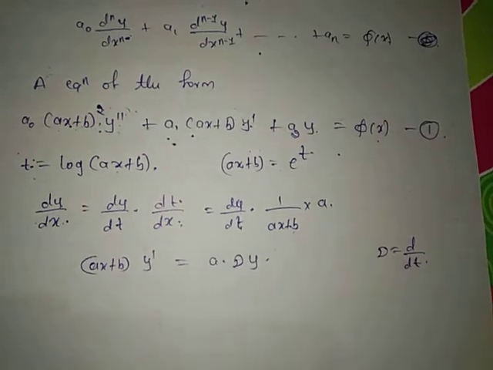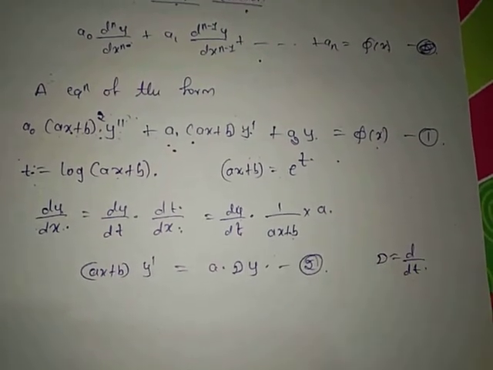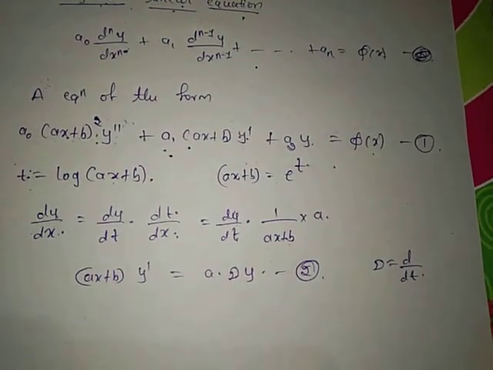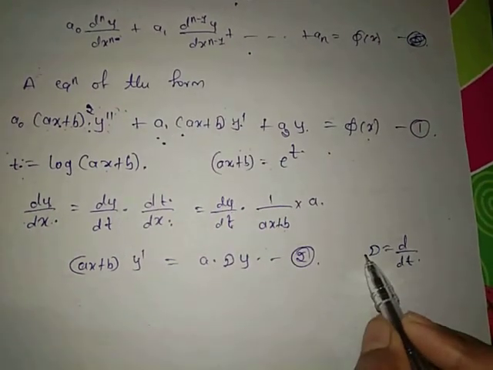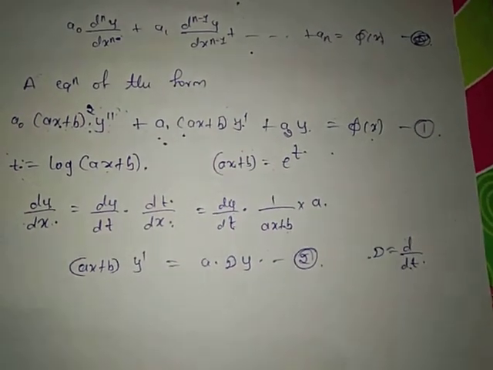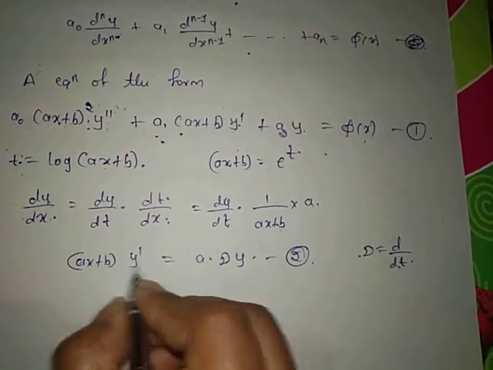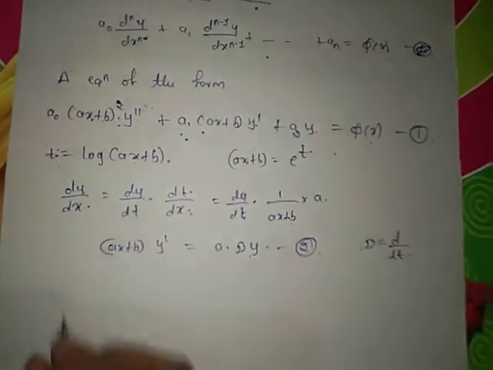Then the equation becomes a Dy. Call this equation 2. In the entire Cauchy's and Legendre's, we use capital D equal to d by dt. Now (ax plus b) into y dash equals a Dy.